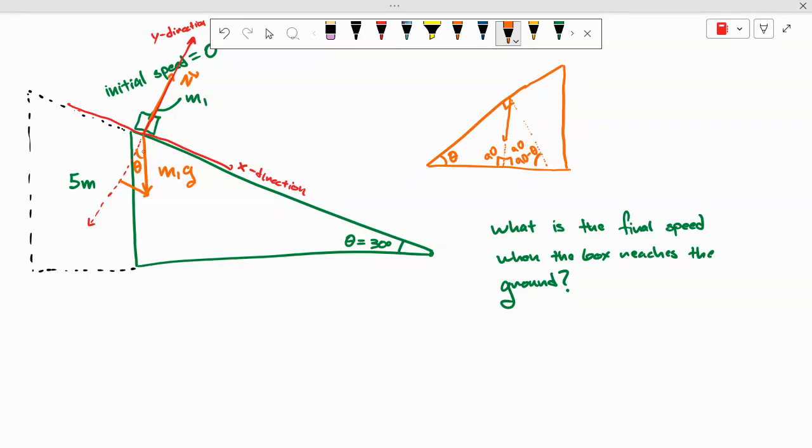Yeah, but this problem is frictionless. Yes, forgot to mention that.